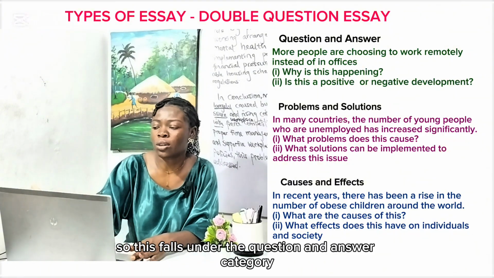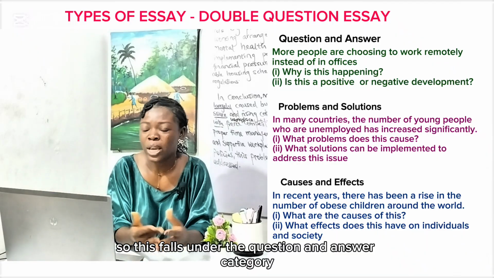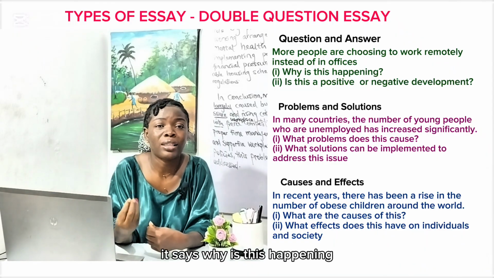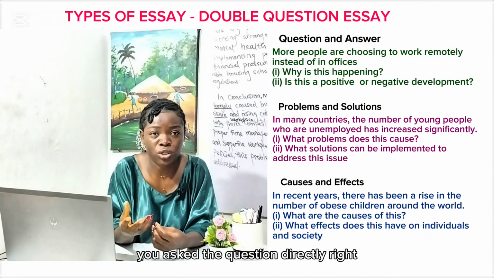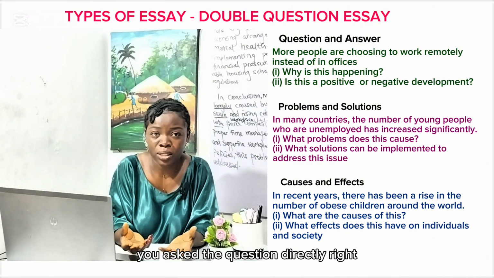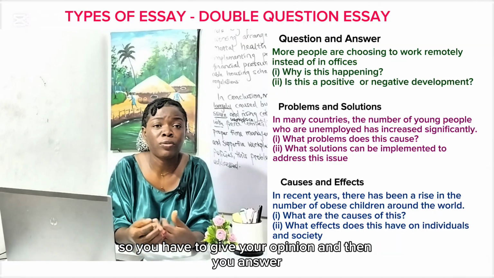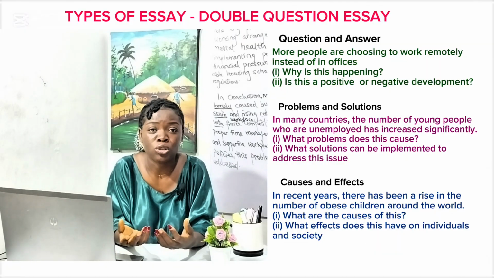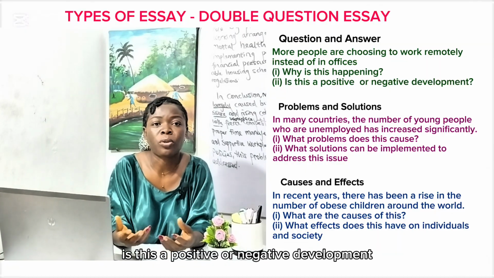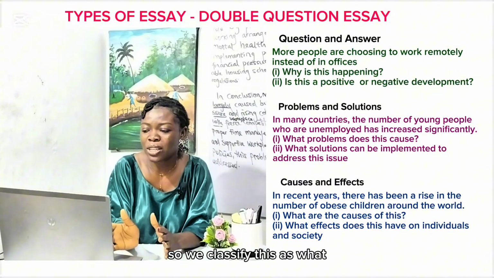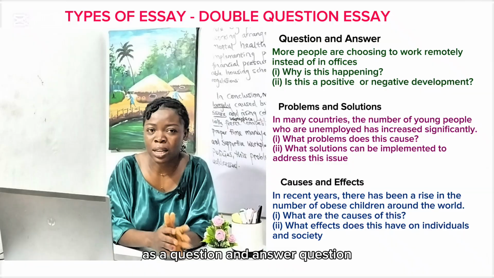So this falls under the question and answer category. And why is that? If you look at the first part of the question, it says, why is this happening? You are asked the question directly, right? Then the second part says, is this a positive or negative development? So you have to give your opinion and then you answer. The question is being directed to you. Is this a positive or negative development? You have to give an answer to that, right? So we classify this as what? As a question and answer question.